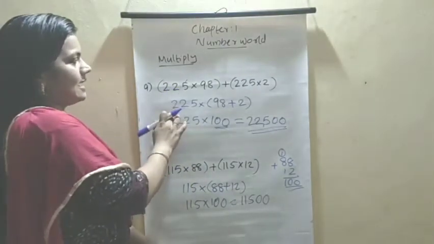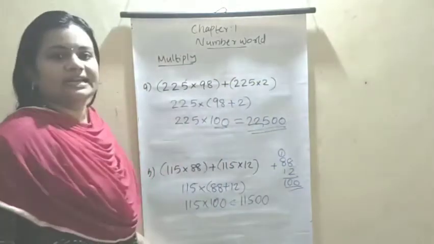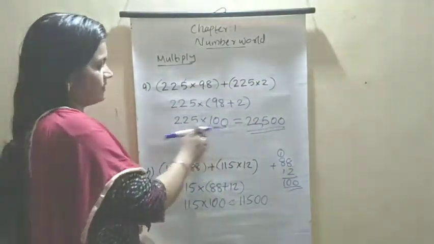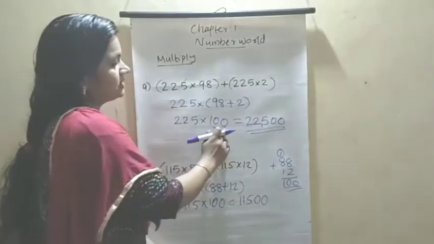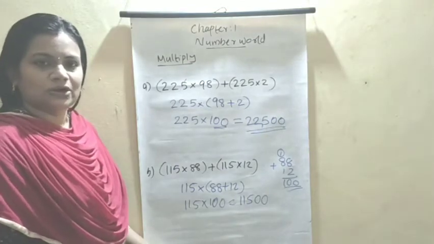So first of all, write the number, then put the bracket and write these two numbers with the addition sign. So this is 100. First of all, you write the same number here, then put how many zeros? 2 zeros. Understood all?